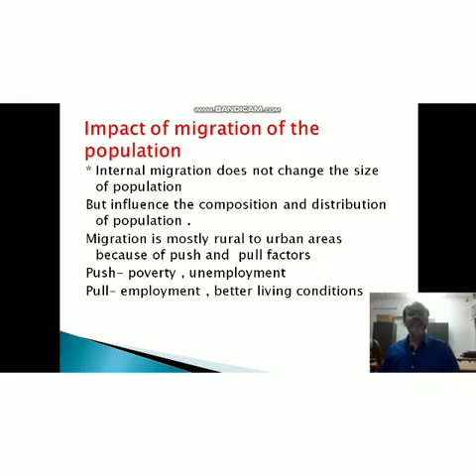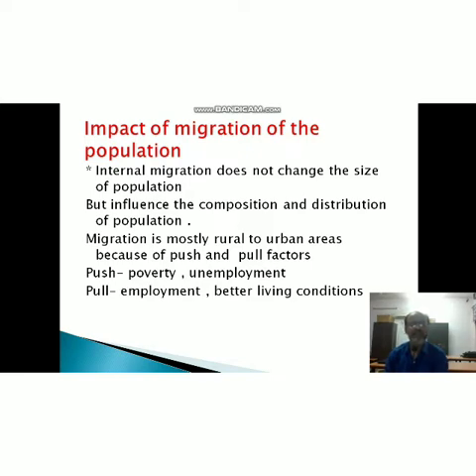Impact of migration on the population. That means what is the impact of migration? We know that there are two types of migration: internal migration and international migration. In internal migration, there is no change in the size of the population, but it influences the composition and the distribution of the population. Migration is mostly from rural to urban areas because of push and pull factors.